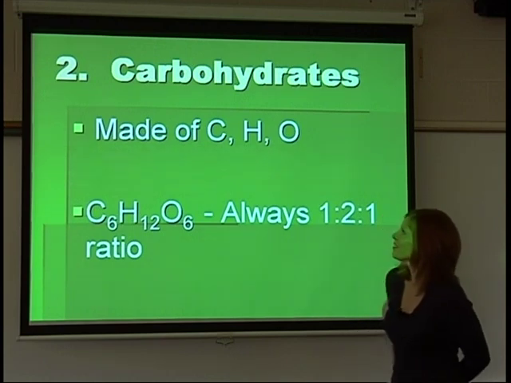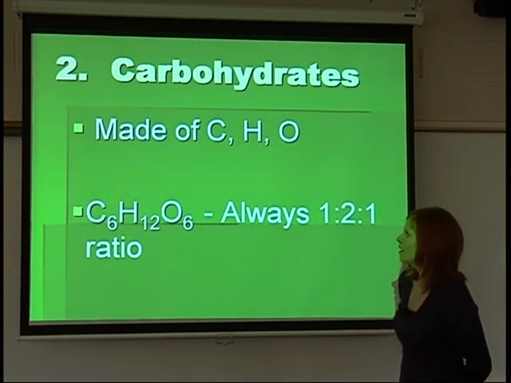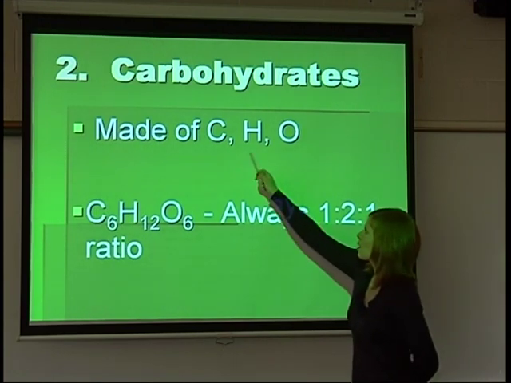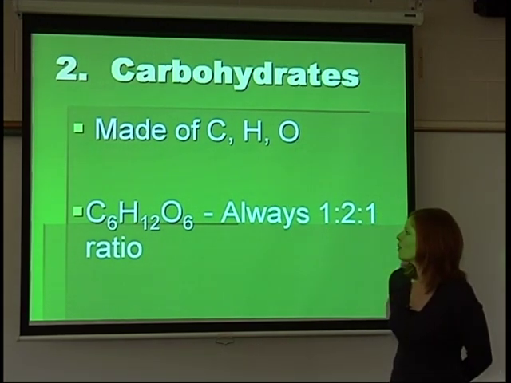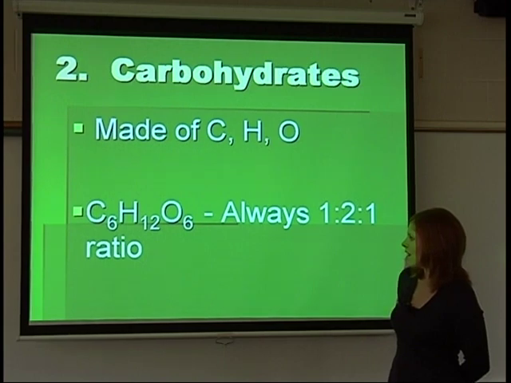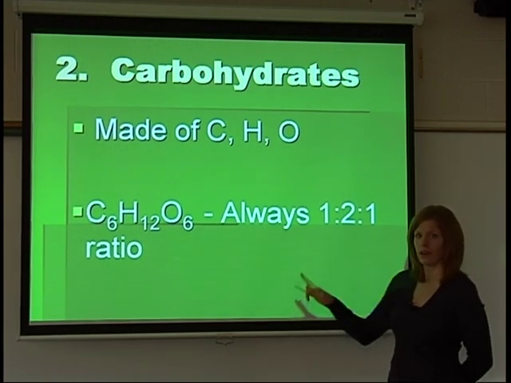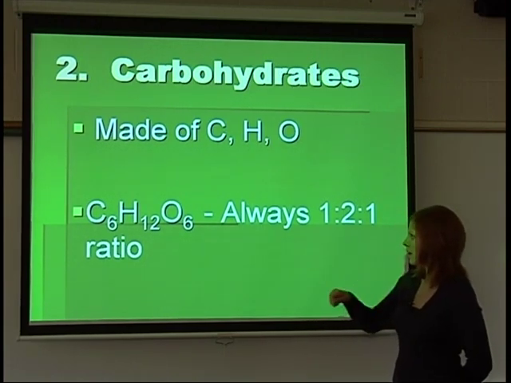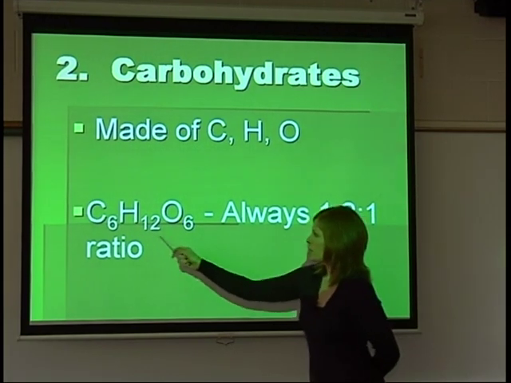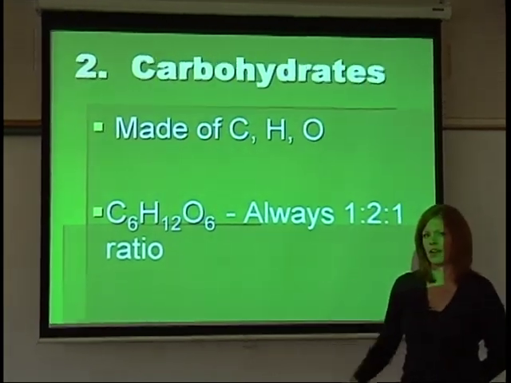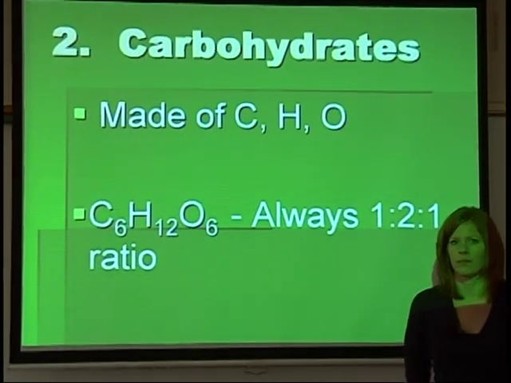Number two, we're going to discuss here are carbohydrates. Remember, we're discussing life substances. Carbohydrates are made of carbon, hydrogen, and oxygen, no nitrogen. This is always going to be the ratio of the atoms in a carbohydrate. It's always a 1 to 2 to 1 ratio, and that's how you can identify something as being a carbohydrate.